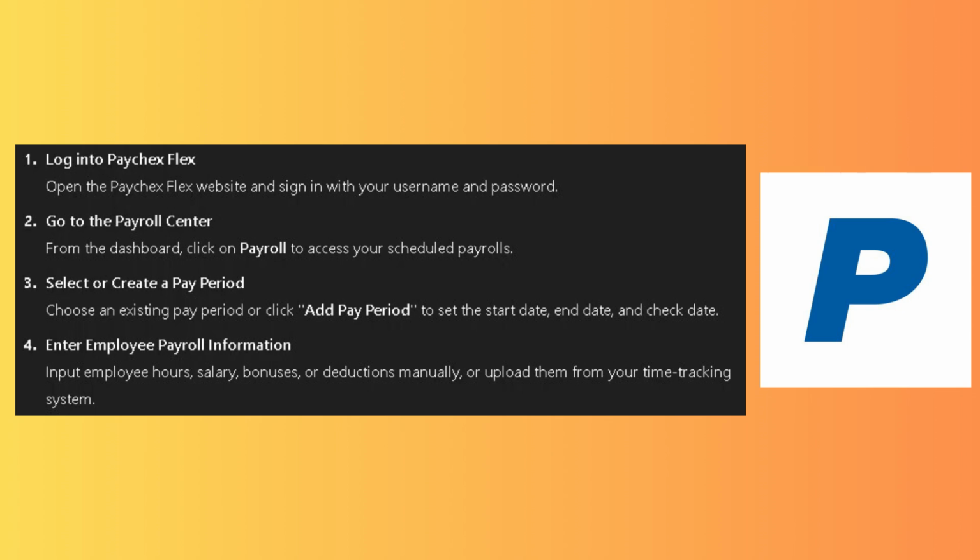From the dashboard, click on Payroll to access your scheduled payrolls. Select and create a payroll period. Choose an existing pay period and click Add Pay Period to set start and end dates and check dates.